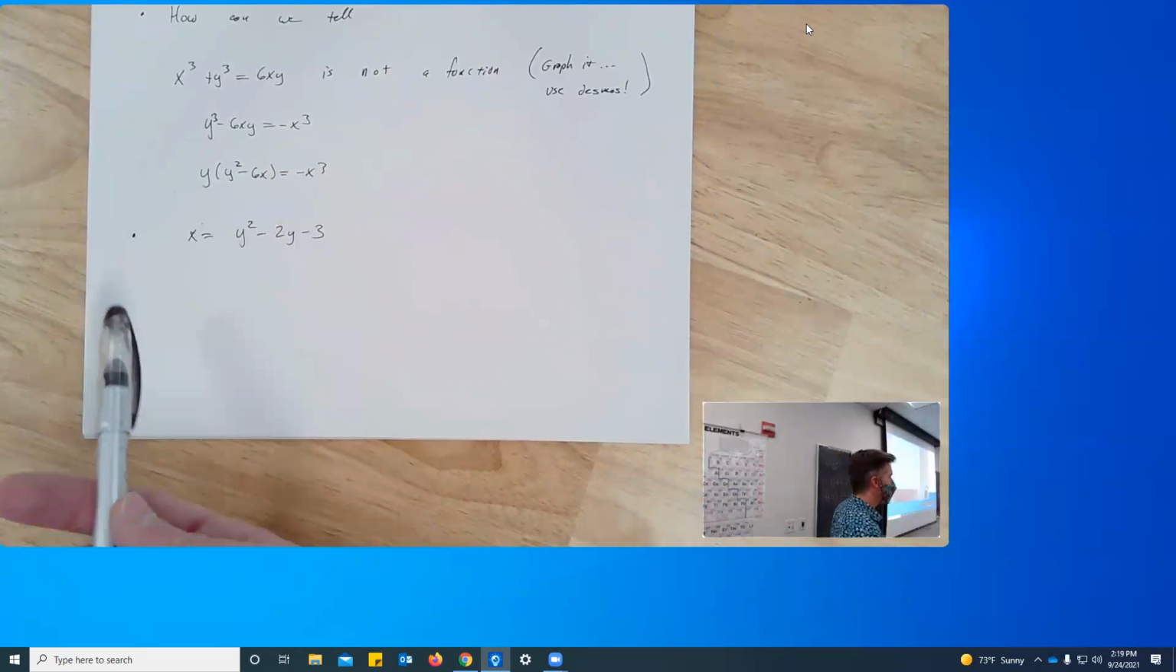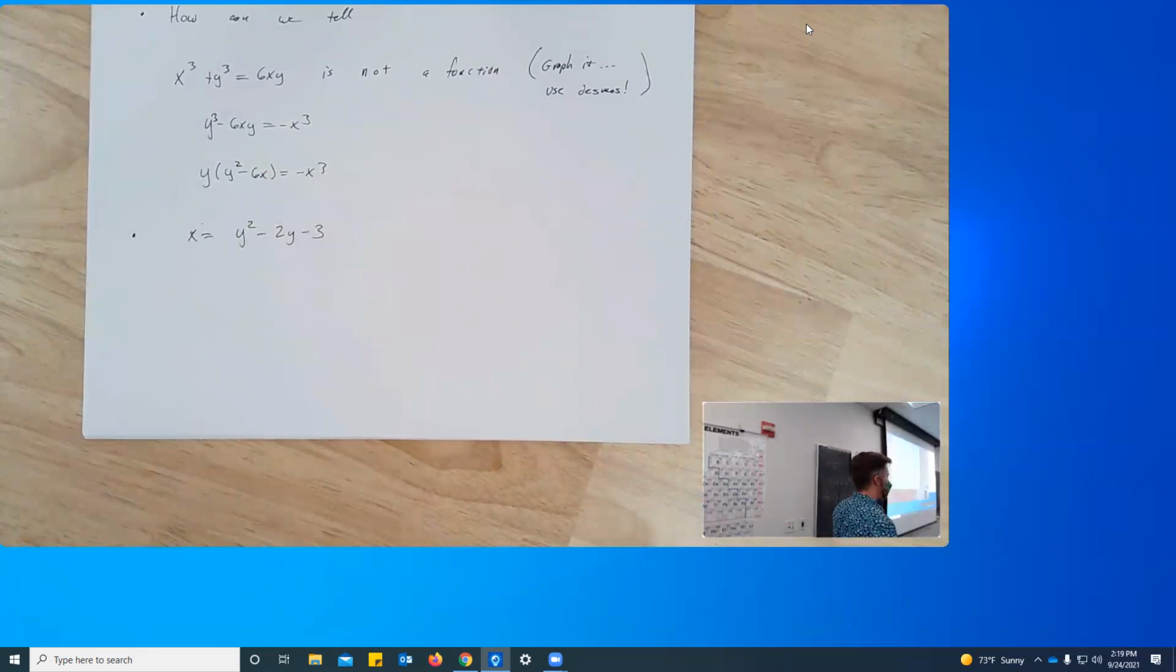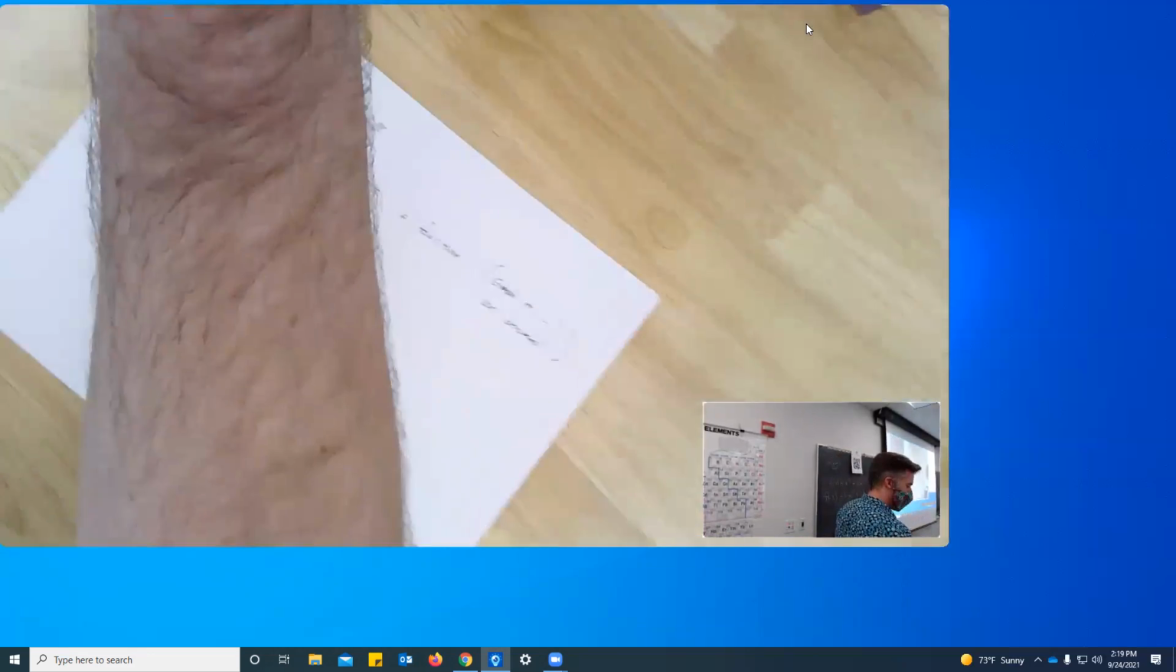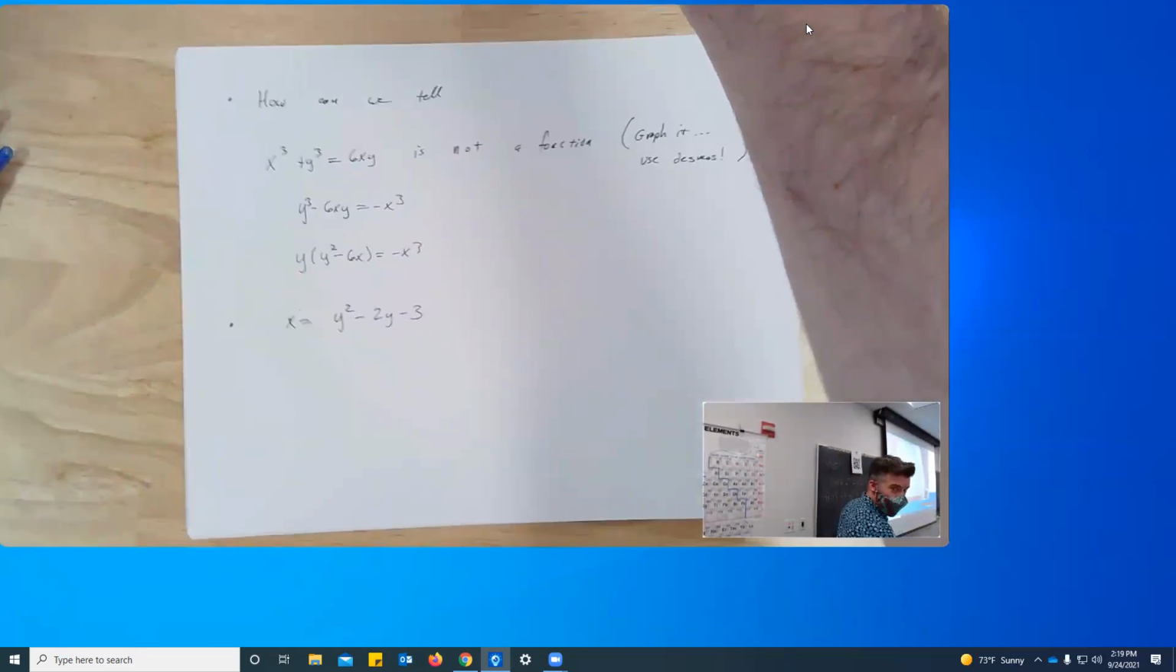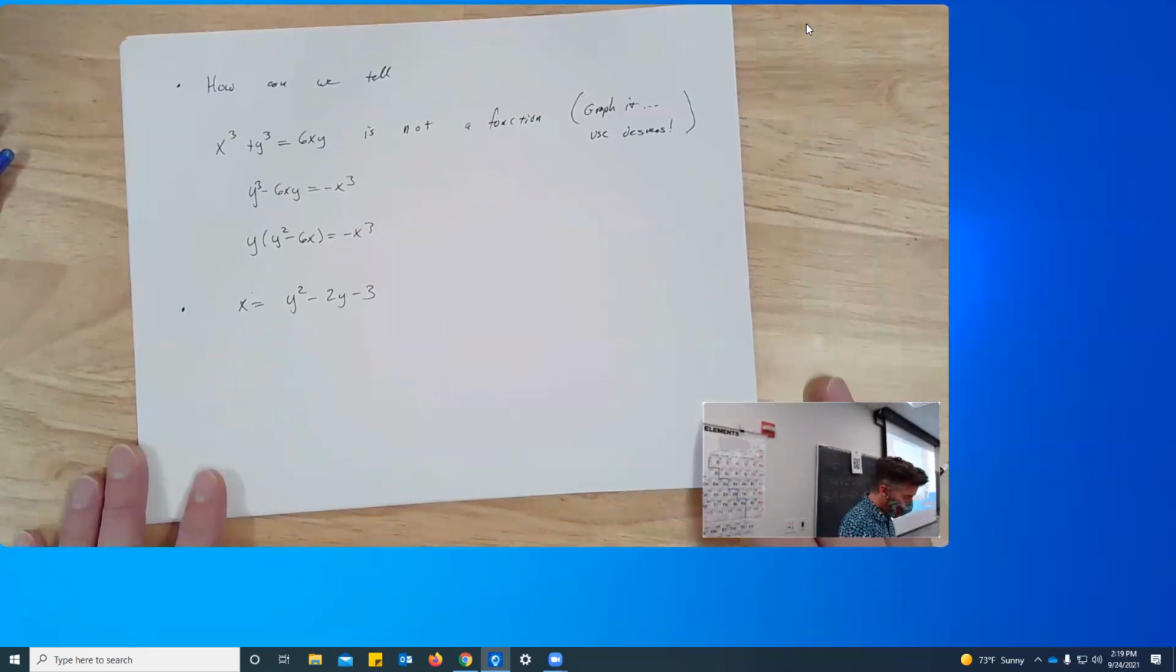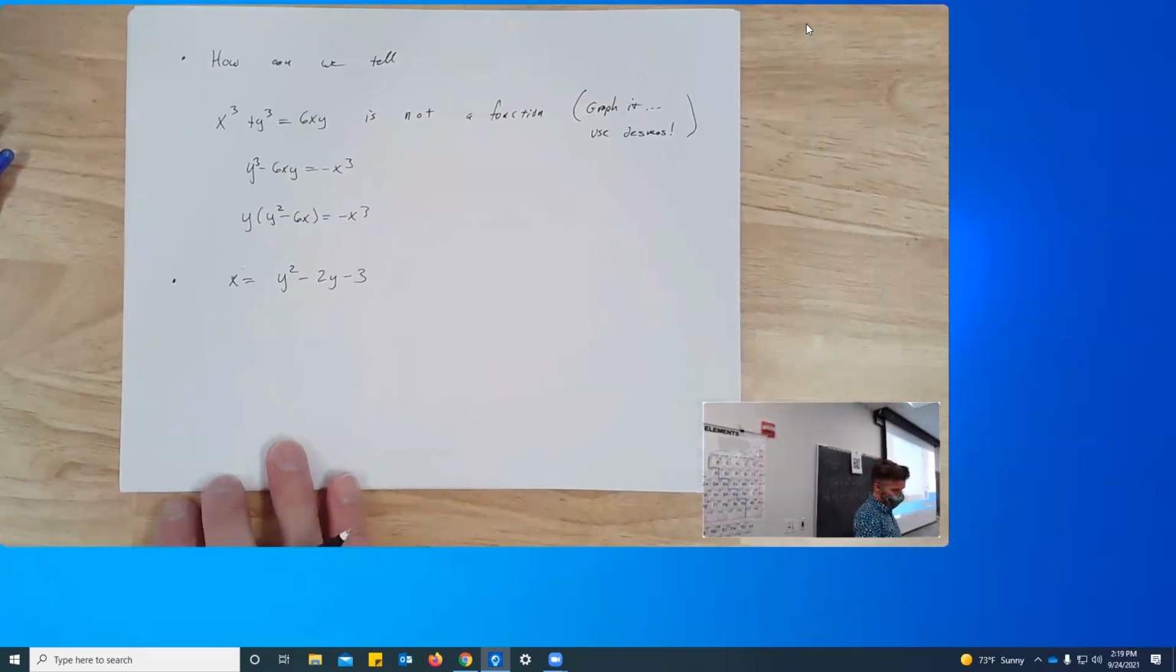So how do you know this isn't a function? Well, there's a couple ways. One way is obviously it's a sideways parabola, right? We know the graph of this. But let's say you didn't want to graph it for real.